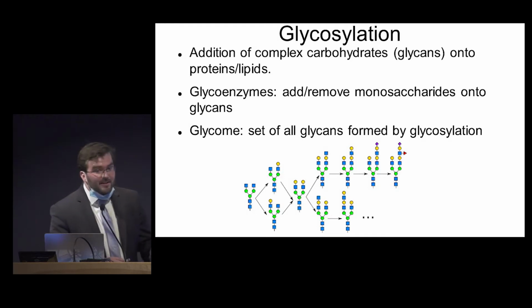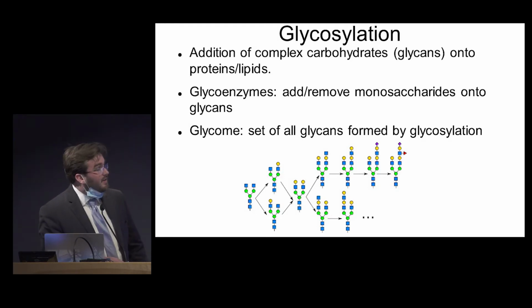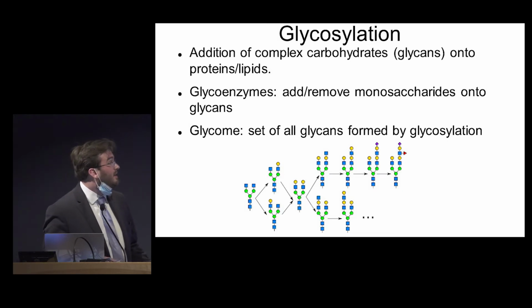And these glycans come about by a series of actions of glycoenzymes, which are responsible for adding and removing monosaccharides from these glycan structures. And they act in very complicated, non-template-driven processes. It's a very complicated thing to wrap your mind around, so that's why we study them in the lab. And finally, the resulting set of all these glycans that are created by these glycosylation pathways and these enzymes is the glycome.